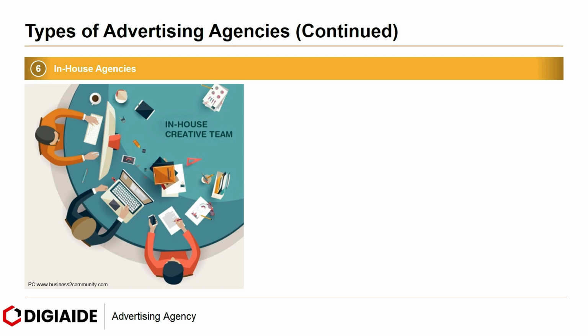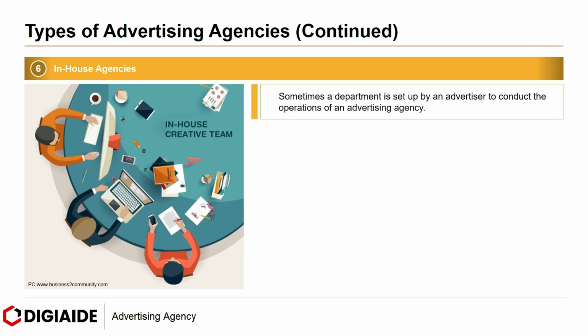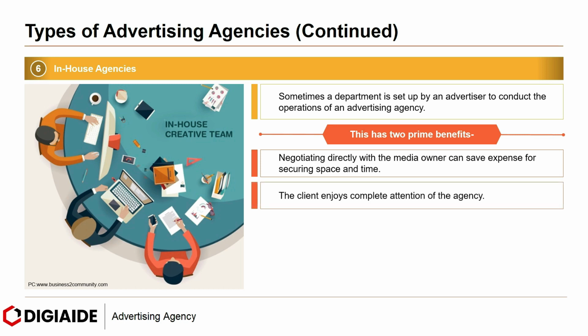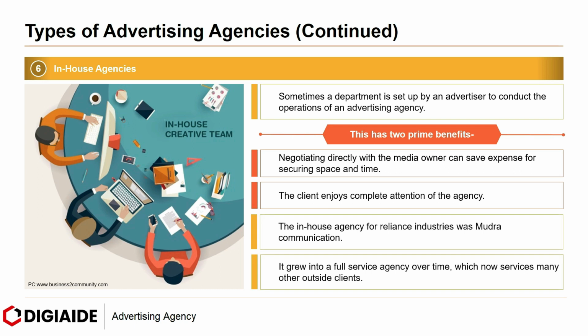Next, in-house agencies. Sometimes a department is set up by an advertiser, as in the client, to conduct the operations of an advertising agency. This has two prime benefits. Negotiating directly with the media owner can save expense for securing space and time. Next, the client enjoys complete attention of the agency. It can grow into a full service agency over time, which now services many other outside clients.